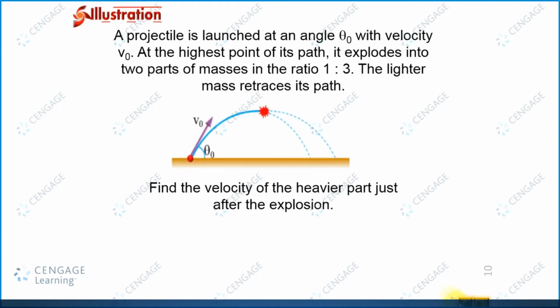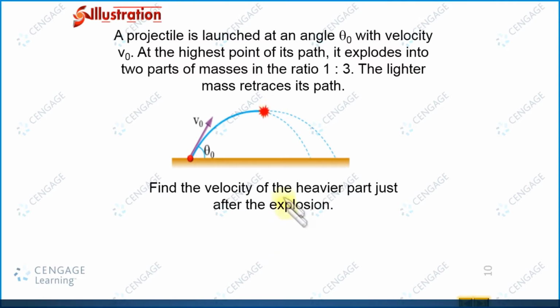Now what happened? At this point, it exploded into two parts. The ratio of the masses is 1:3. Let us assume mass of the lighter part is m naught and mass of the heavier part is 3m naught. That means m naught should be equal to m/4 and heavier mass 3m naught should be equal to 3m/4. Let us assume initially these are having the mass m naught and 3m naught.